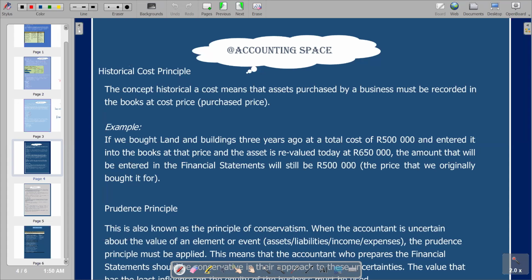So the explanation that we have is that the concept of historical cost means that assets purchased by a business must be recorded in the books at cost price. That is the purchase price. So very important for you to take note.